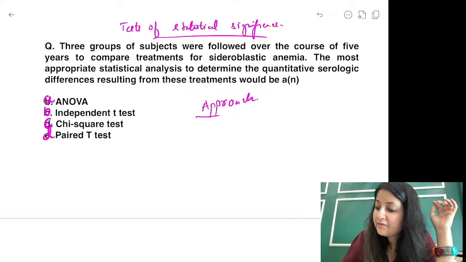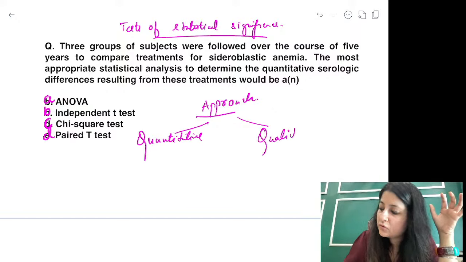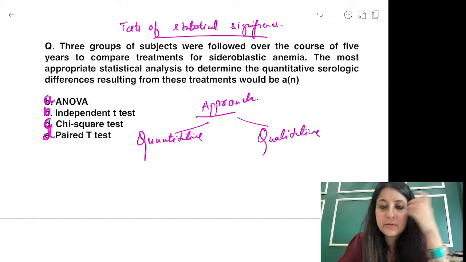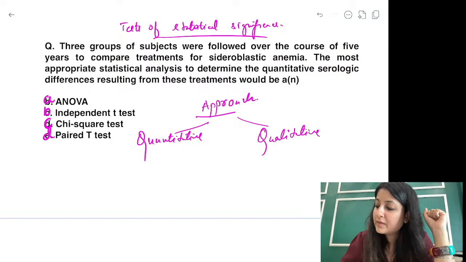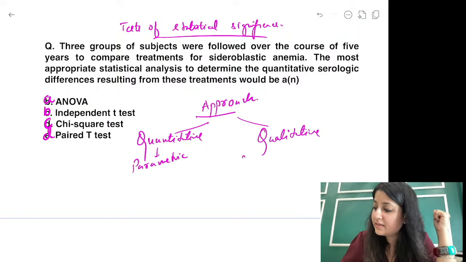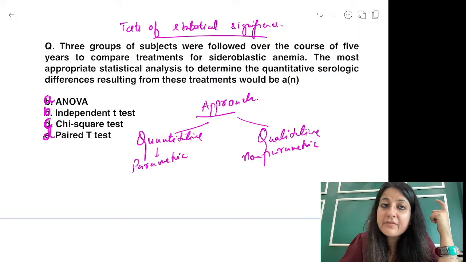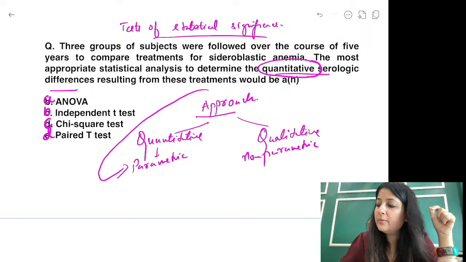First listen once. Whenever you get a question of test of statistical significance, you have to look at whether it is a quantitative or a qualitative variable. I know you know how to figure out quantitative and qualitative. Quantitative is measurable. It has a unit. Qualitative is not measurable. It does not have any unit. Whenever it is quantitative, you will use a parametric test. When it is qualitative, you will use non-parametric. That is the model. So here I have given you a question that we have to determine quantitative serological differences. Quantitative means I have to go for parametric.